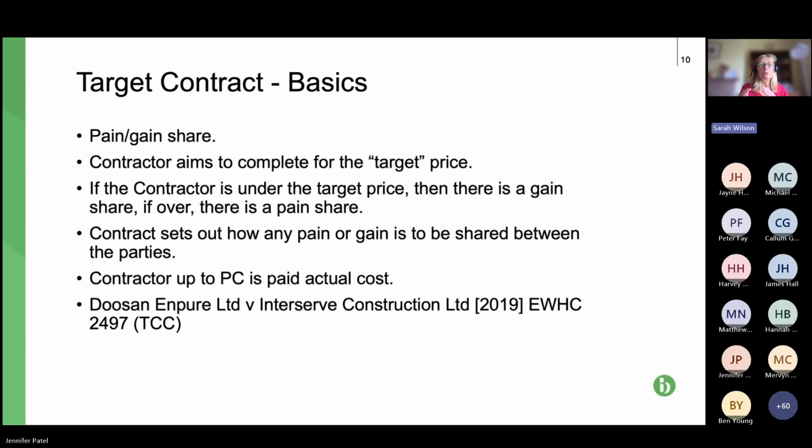We've looked at broadly how the pain gain works, and we'll look at that in more detail. And very broadly, what happens is, and I've already alluded to this, through the course of the contract on a monthly basis, the contractor will make applications for payment as you would in any other project. And what you are claiming is effectively on a reimbursable basis, a very similar way to the option E contract.